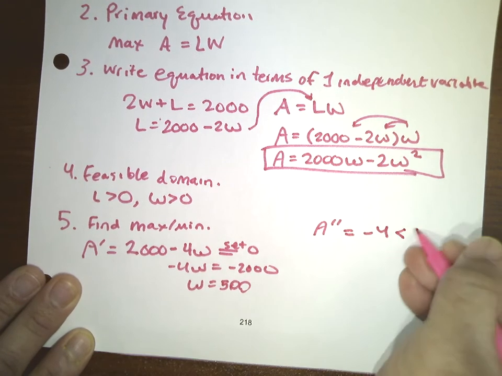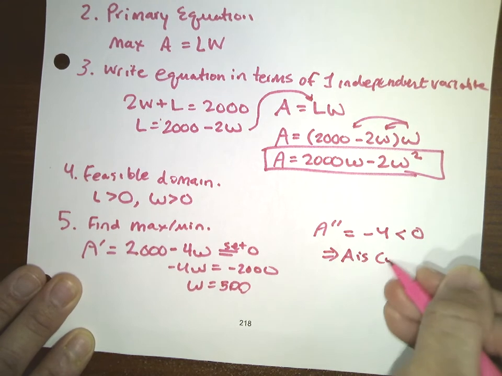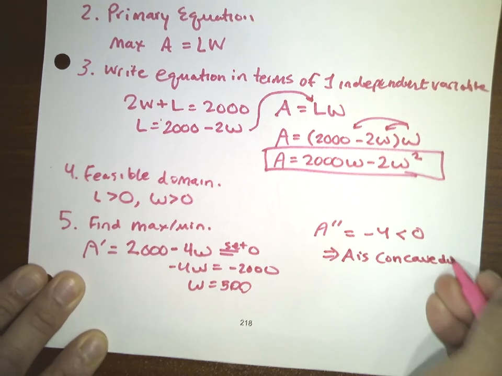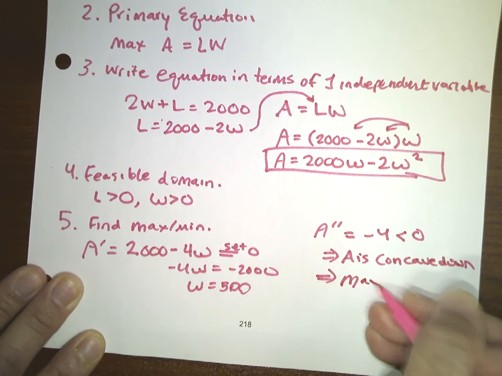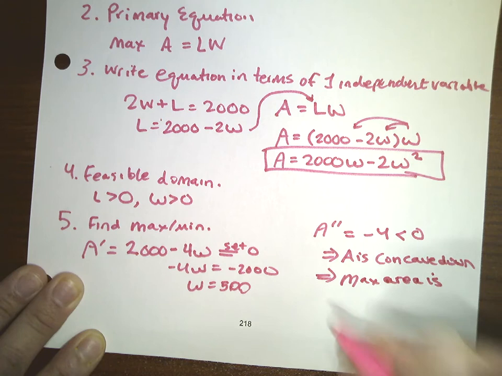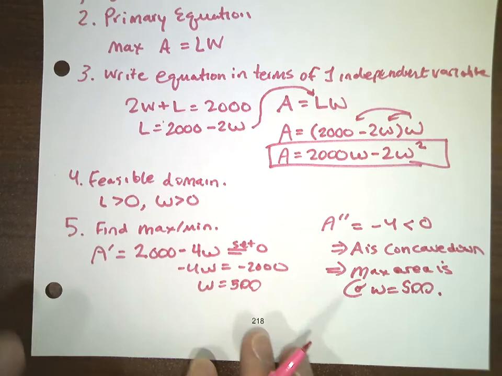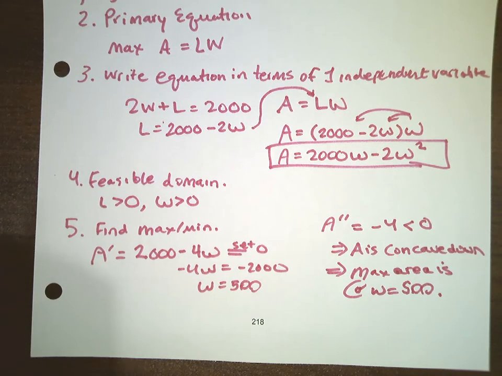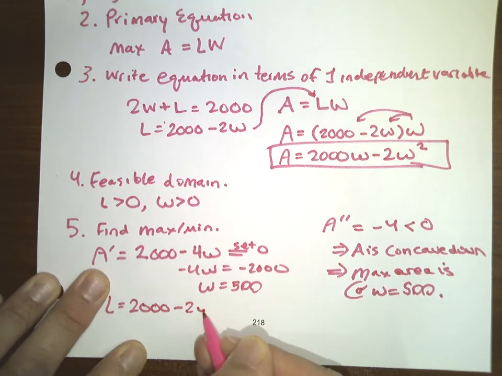And since negative 4 is less than 0, that means that A is concave down, and therefore it also means that the maximum area occurs when W is equal to 500, all right? So now all I need to figure out is the length, and the length was 2,000 minus 2W.